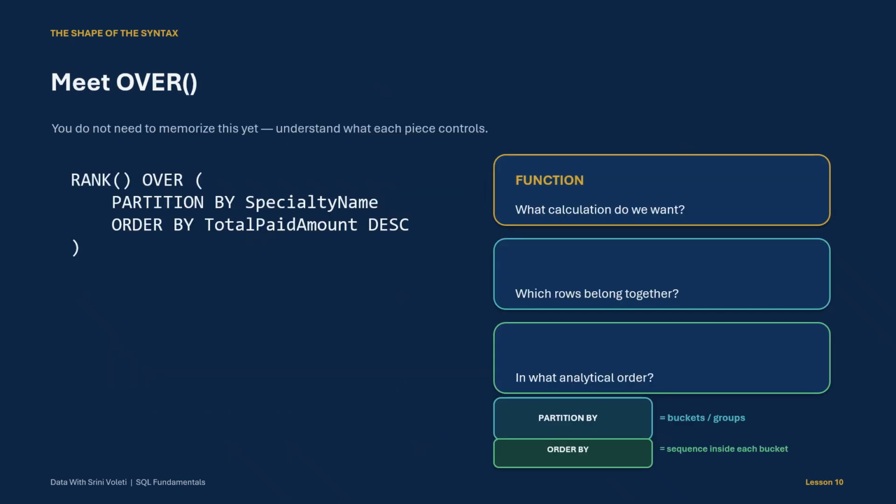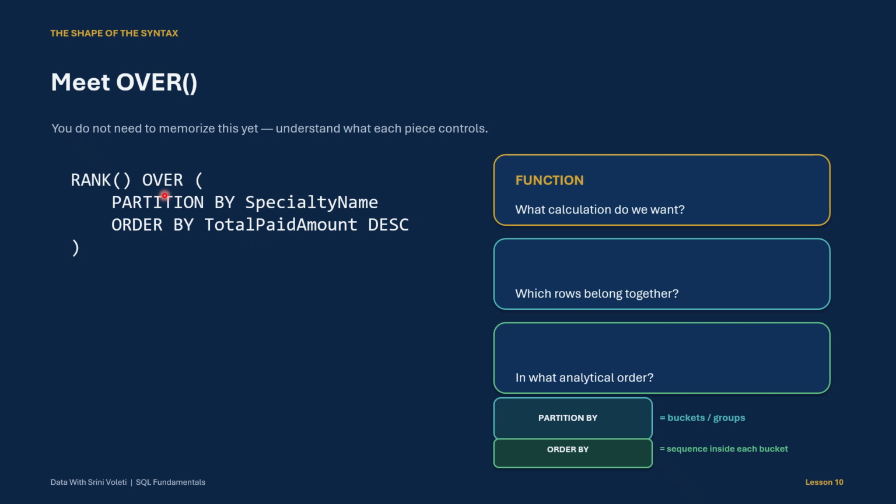Here is the general shape of a window function. Do not worry about memorizing the syntax from this slide. We are only building the mental model. First, we have a function. In this example, RANK asks SQL to assign a ranking. Then we have OVER. OVER tells SQL that this calculation should operate across a window of rows.